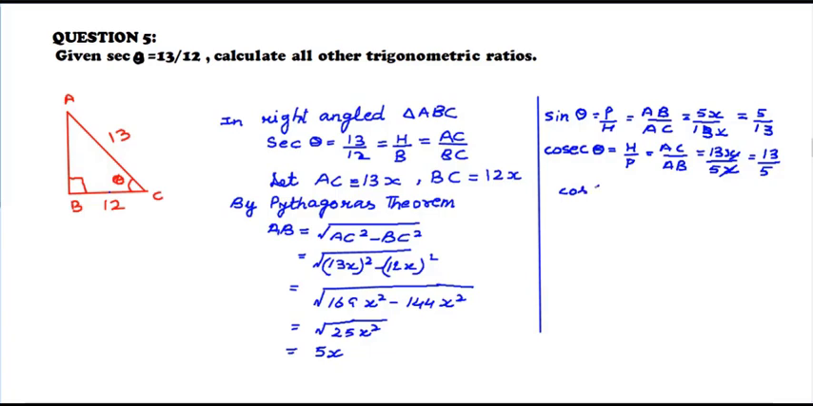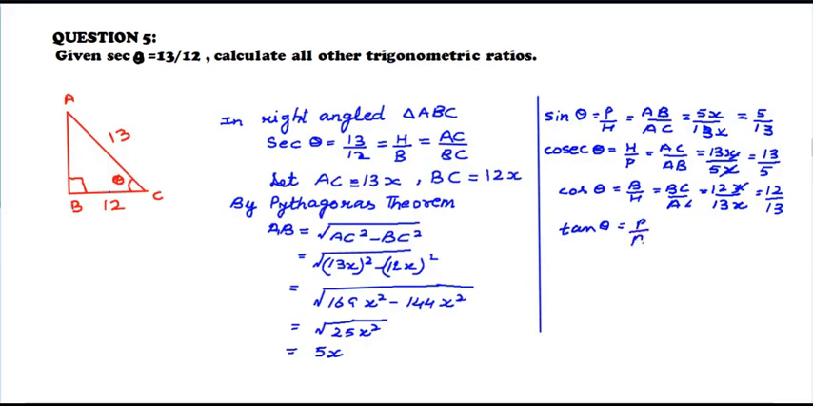Now cos theta. Cos theta is equal to base upon hypotenuse. That is equal to BC upon AC. That is equal to 12x upon 13x. X and x gets cancelled out. What remains is 12 upon 13. So value of cos theta is 12 upon 13.